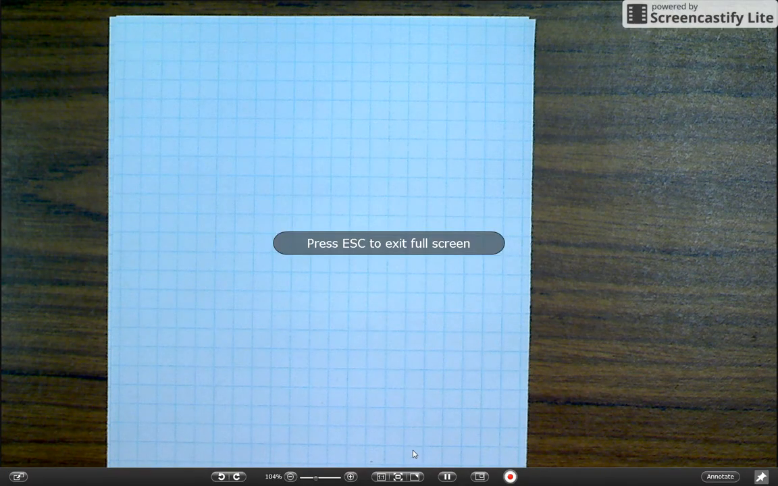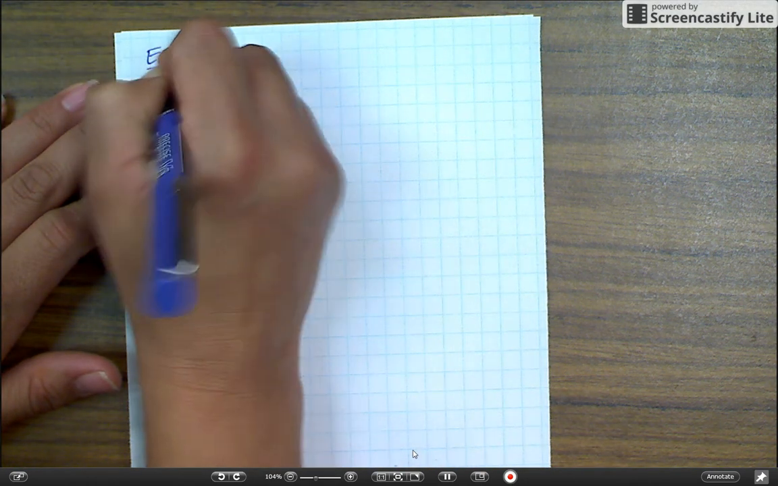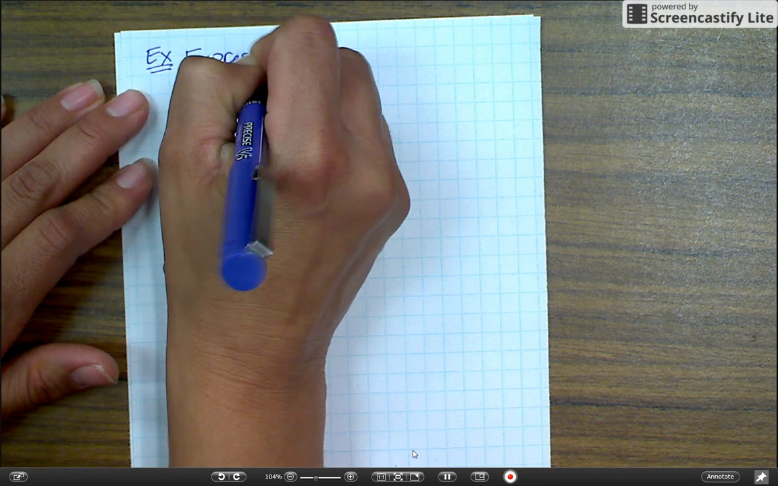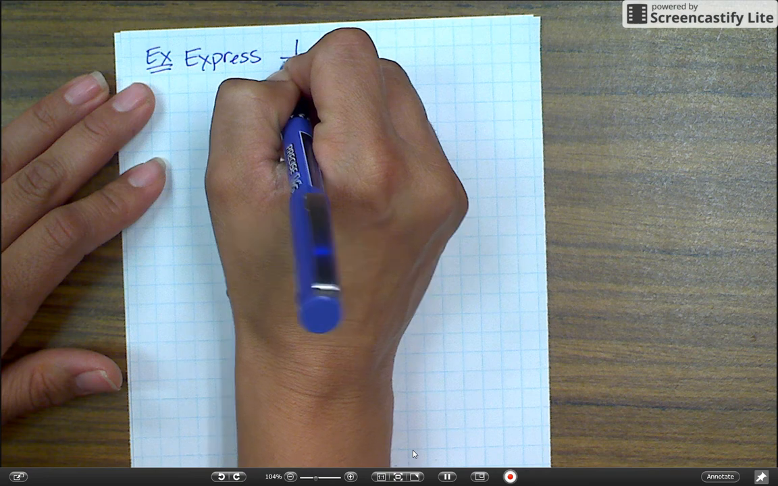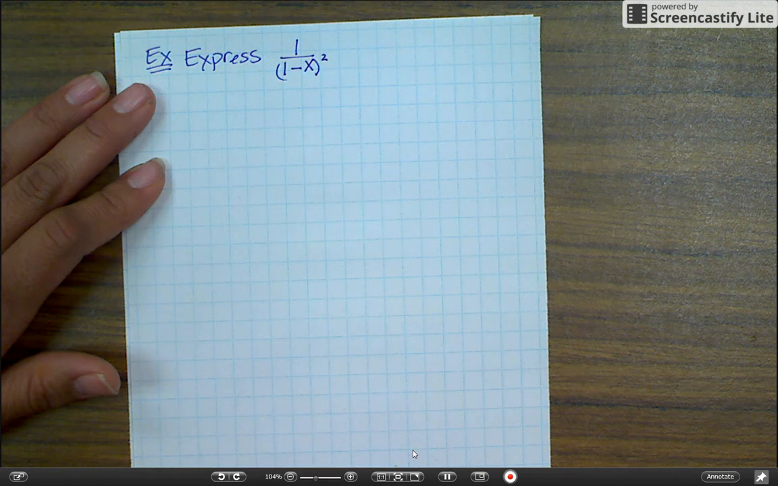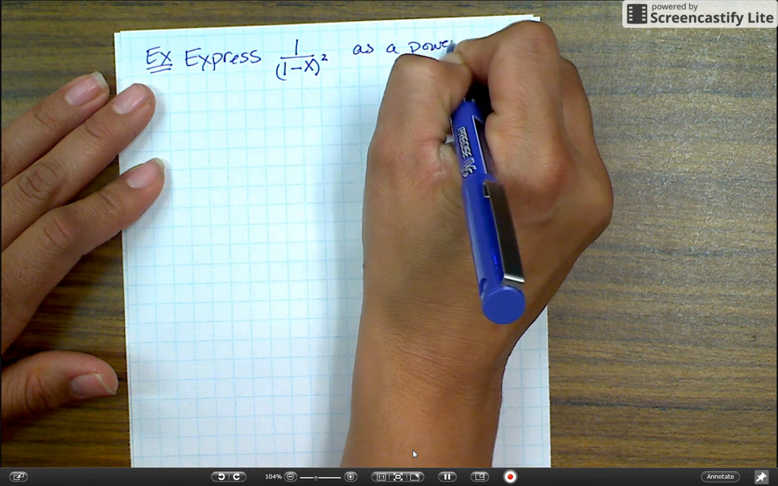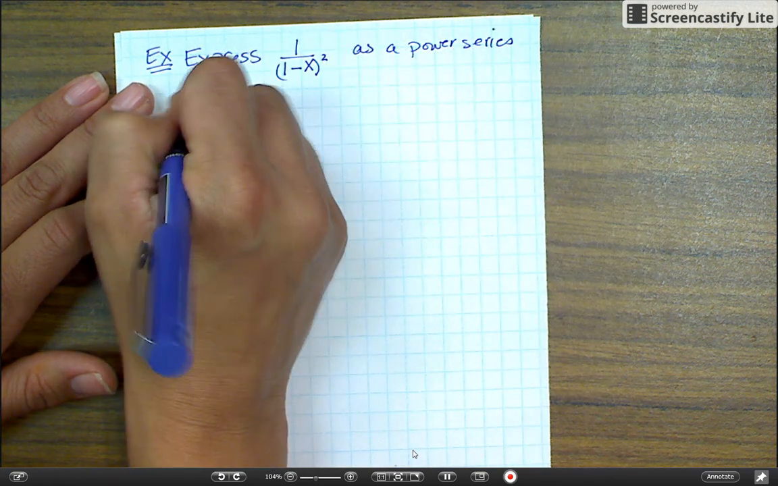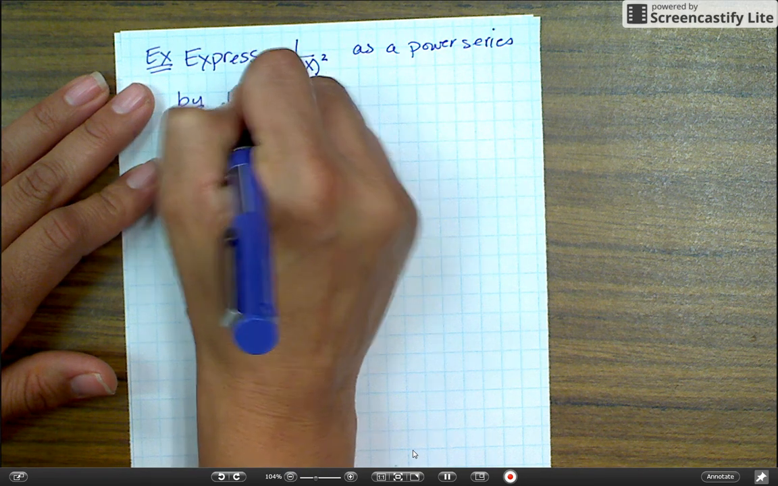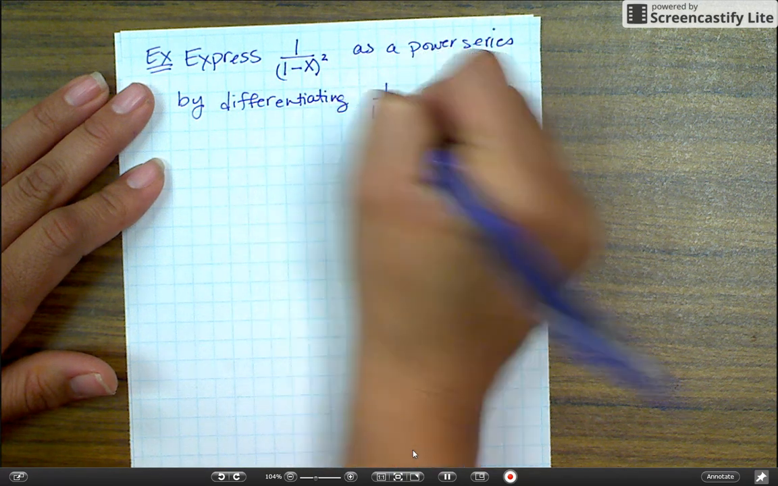All right. So now that we know how to take the derivative and find the antiderivative and write it in the power series, we have problems like this where it says express this function 1 divided by 1 minus x, that quantity squared, as a power series by differentiating 1 over 1 minus x.